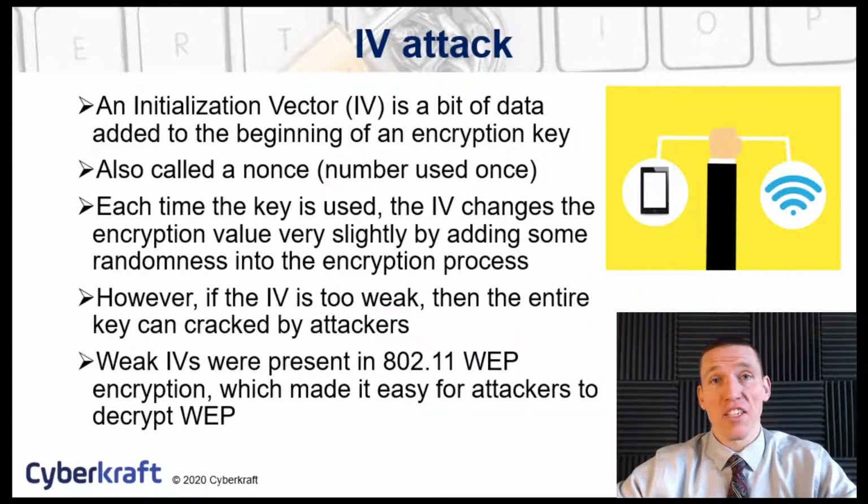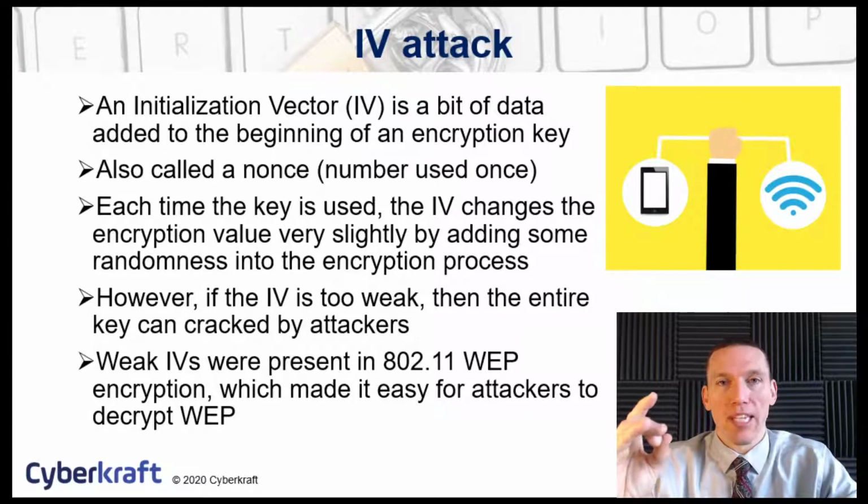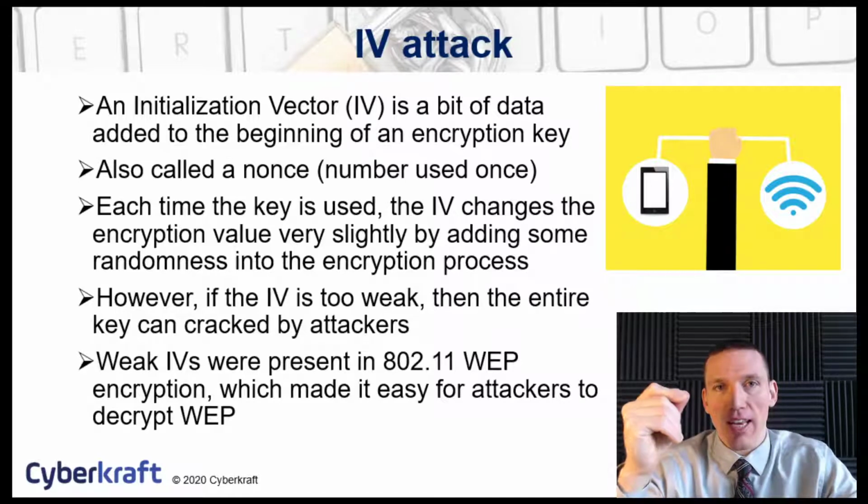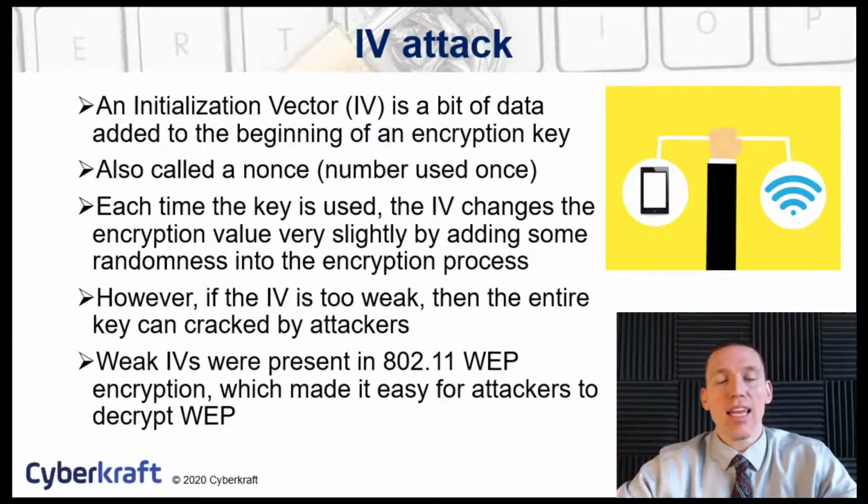An initialization vector, or IV, is a bit of data added to the beginning of an encryption key. It's also known as a nonce, or a number that's used once. It's just a little bit of extra data to add some randomness to the encryption process. The idea behind the IV is a sound one.